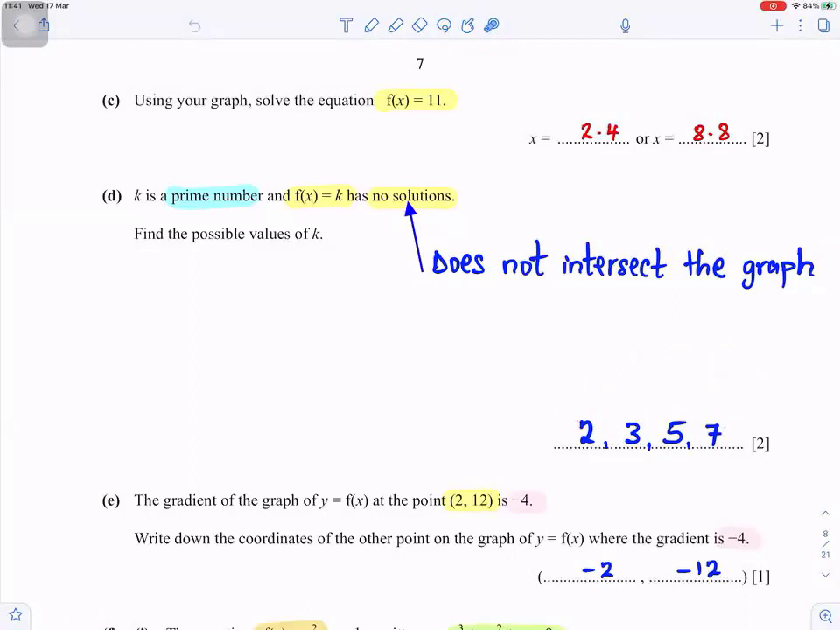Part E, the gradient of the graph of y equals f of x at the point (2, 12) is -4. So the gradient is coming down because it's -4. So it's a line that is coming down. Write down the coordinates of the other point of the graph of y equals f of x where the gradient is -4. So let's go to the graph and have a look at it.